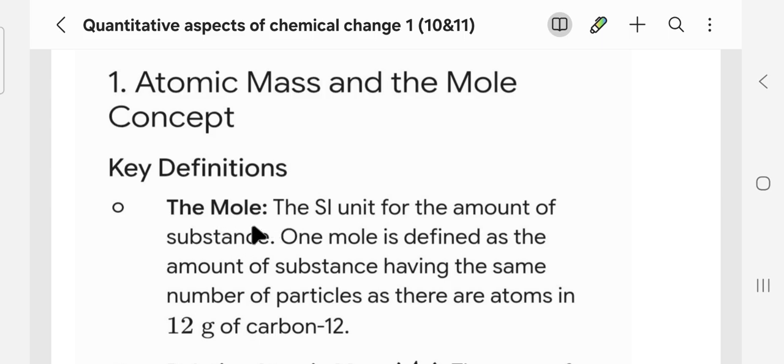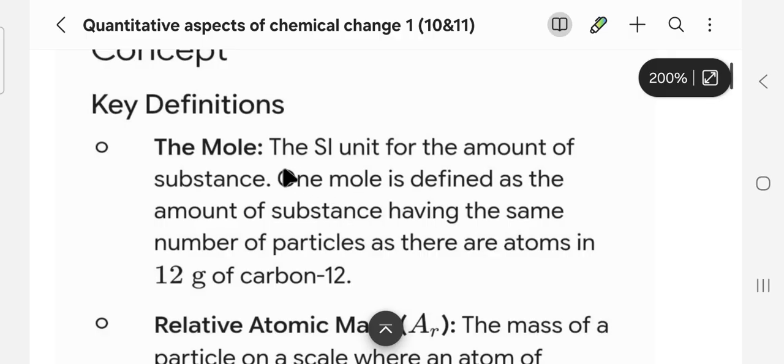The mole, in simple terms, guys, is the SI unit for the amount of substance. All right, it's the SI unit for the amount of substance. And if we talk of the amount of substance, we are actually talking about the number of moles. And the number of moles are measured in the SI unit, that is the mole. So the mole is pretty much the SI unit for the amount of substance.